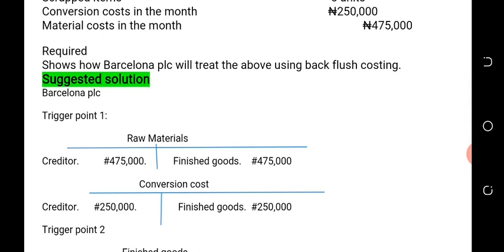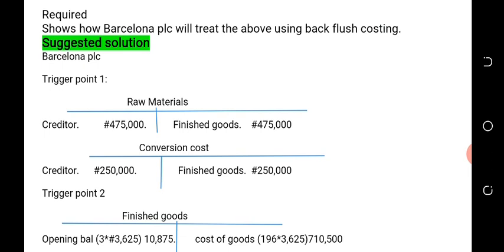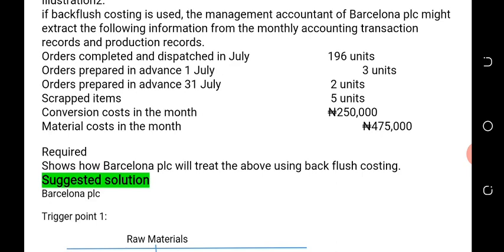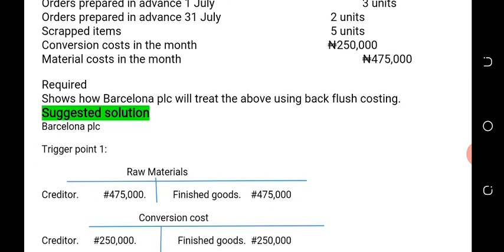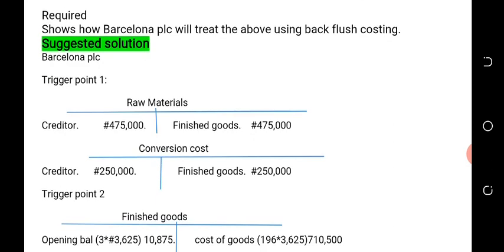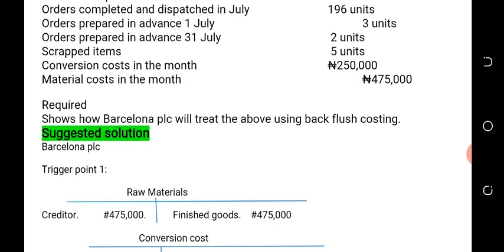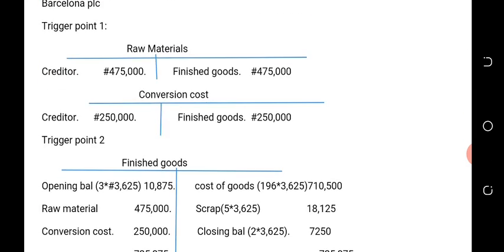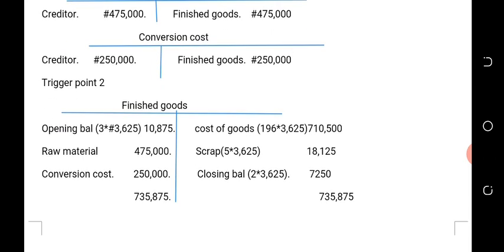Suggested solutions. Now let's look at trigger point one. The raw material is 475,000. Then the conversion cost was given to us, which is 250,000. Now for trigger point two, which is when you finish manufacturing the product.